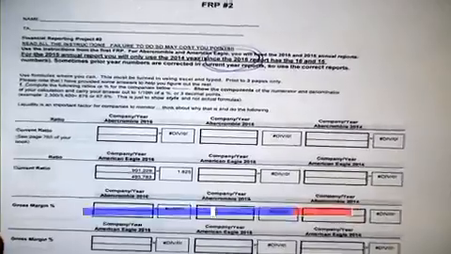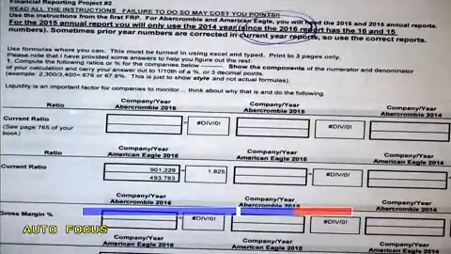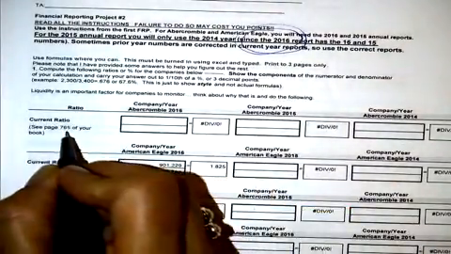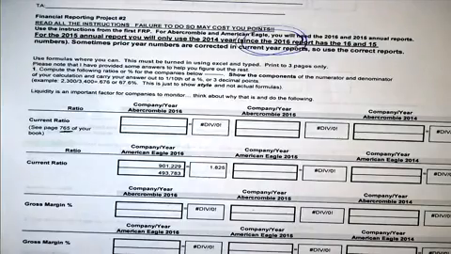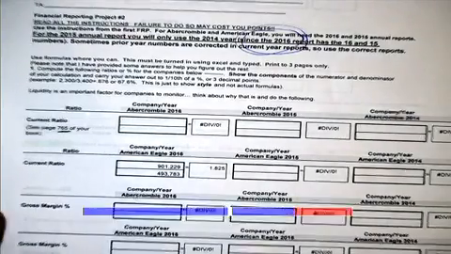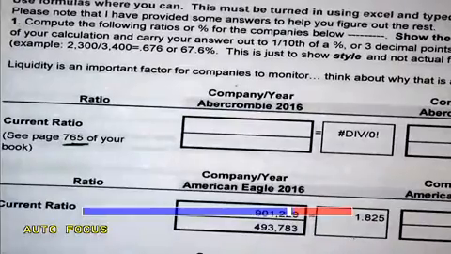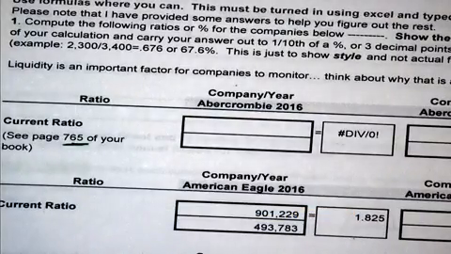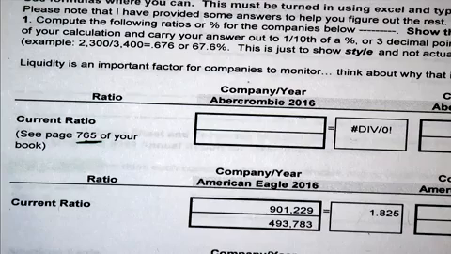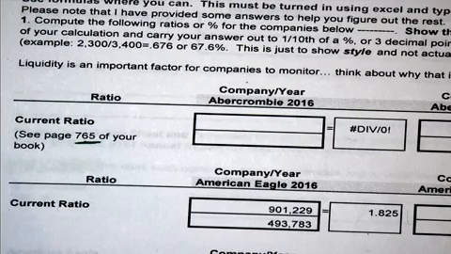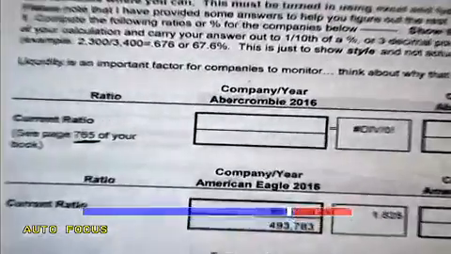In this project, the first thing you're going to be looking at is the current ratio. Now, I give you the page number, the reference in your book. Starting on page 765 of your textbook, and you can see this is actually posted up on Moodle, this FRP project. On page 765 of your textbook, it gives you a couple pages of ratios. That's what you're going to use to do the majority of this project for ratios. The first ratio is the current ratio.